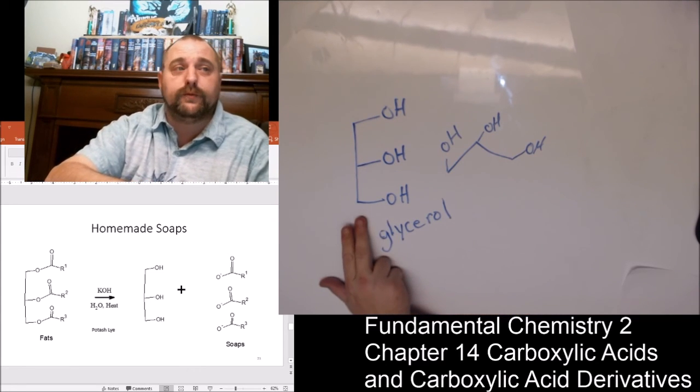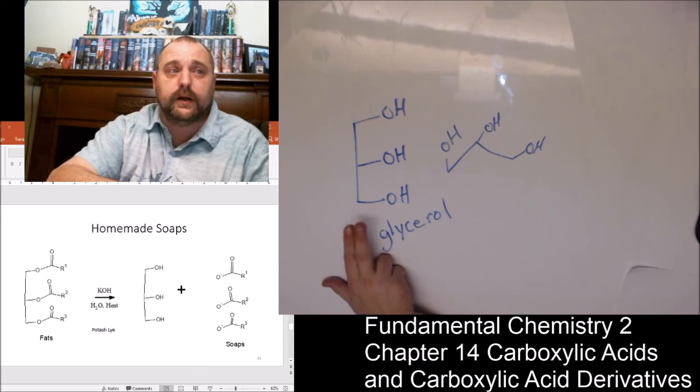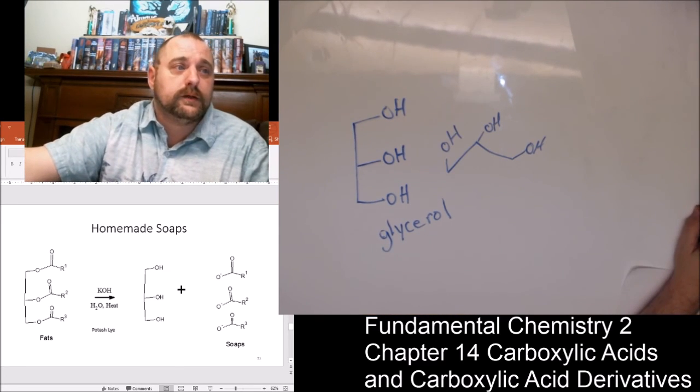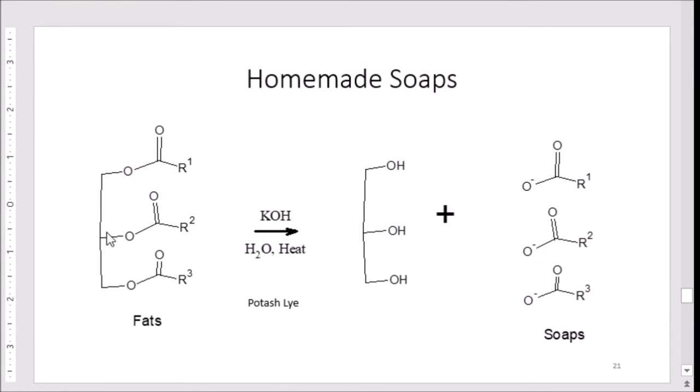So the animal fat is mostly glycerides, and so it's going to have these esters here, and we're going to break the ester linkages. KOH, so potash lye. So when you have to make your own soap, what you do is every time you cook and every time you kill an animal, you save the fats.